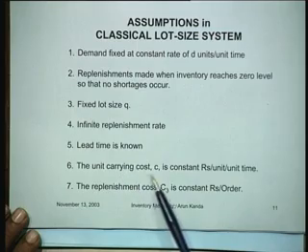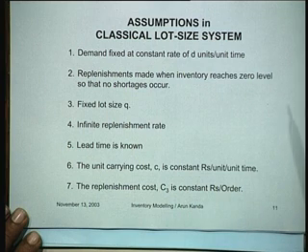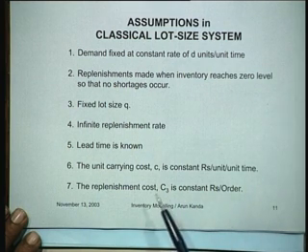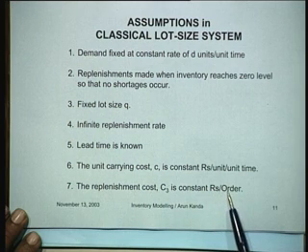The unit carrying cost C1 is a constant in terms of rupees per unit time, and the replenishment cost C3 is constant in terms of rupees per order, which is the order cost.